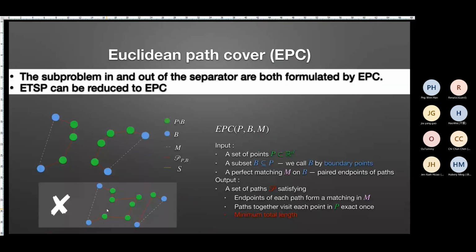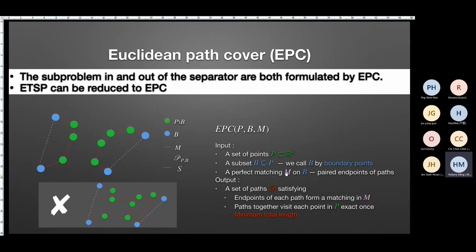It is the Euclidean path cover problem. The problem is that we are given three inputs. The first input is the set of points P in D-dimensional Euclidean space, and the second input is a subset of P, and we call them boundary points, and we denote it by B. And the third input is a perfect matching M on B.